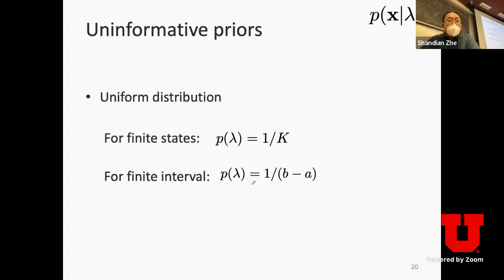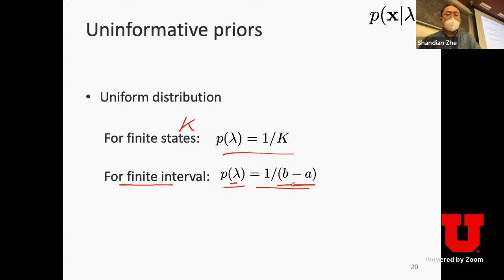If you have a discrete distribution with a finite number of states, suppose you have k possible values, k categories, your uniform distribution is just 1 over k. And if you have a finite interval and your random variable is continuous, then your uniform distribution density is 1 over the length of the interval, right?